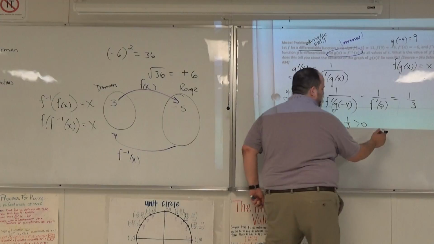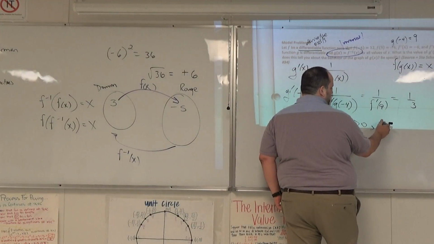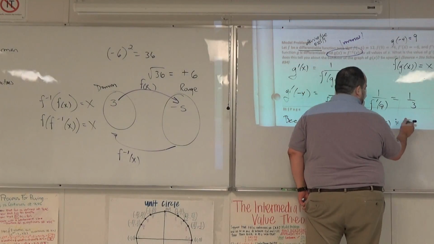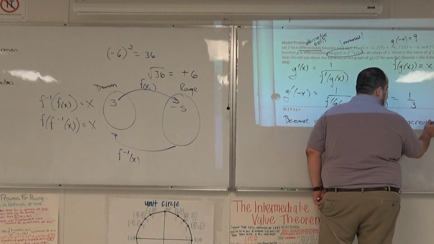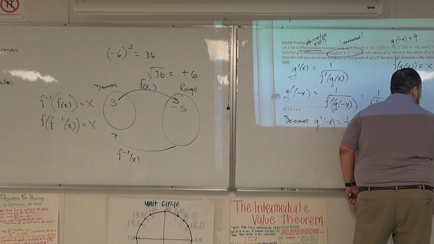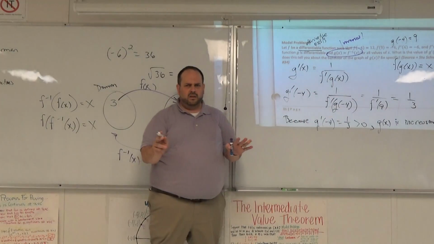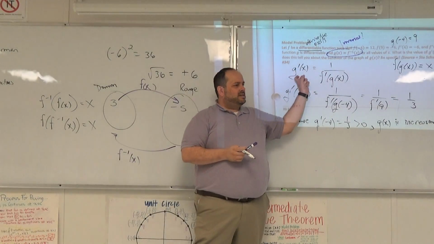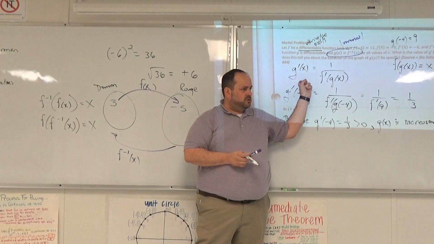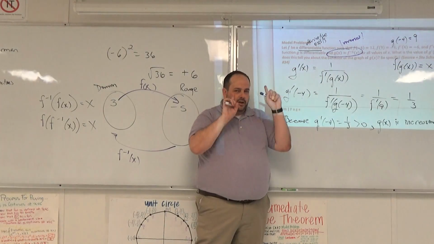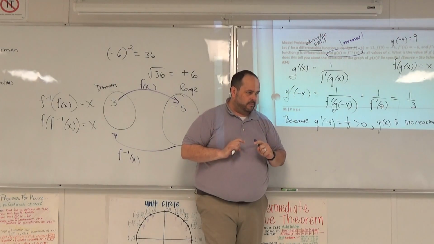Stephen, what were you trying to tell me? g of x is increasing at x equals negative 4. Everybody okay? Really, it's about using this new derivative rule and all those inverse things that you know.